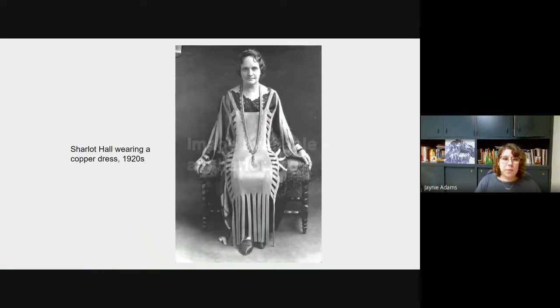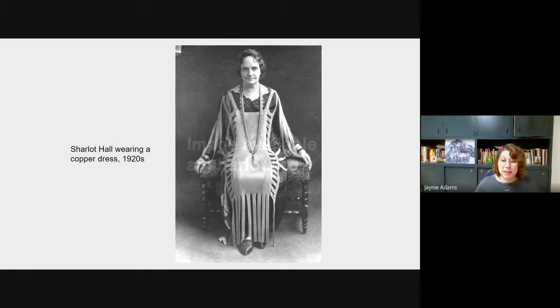So here's an example of a 3D object. This is a photograph, but I want to draw our attention to the dress. This is Charlotte Hall, and Charlotte Hall is wearing this copper dress. Charlotte Hall was Arizona's, I think, territorial historian, one of the first women ever in territorial governments, and one of the first women to ever represent a state or territory in Washington, D.C. And so she got called for this fancy dinner in D.C. and decided to have this copper dress commissioned. So remember, it's the 1920s.